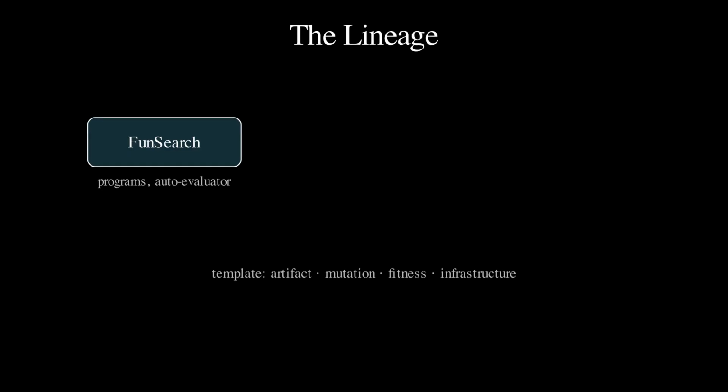This framework has a direct lineage worth knowing. FunSearch from DeepMind was an LLM-guided evolutionary search over programs, Python functions, scored by an automatic evaluator. It found better constructions for hard combinatorics problems and better packing heuristics. Its template is exactly ours: an artifact that is a function, a mutation that rewrites it guided by high-scoring past versions, a fitness that is an automatic evaluator, and a population sampled across many runs.